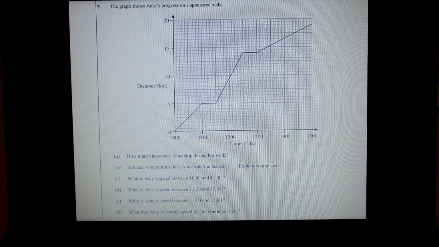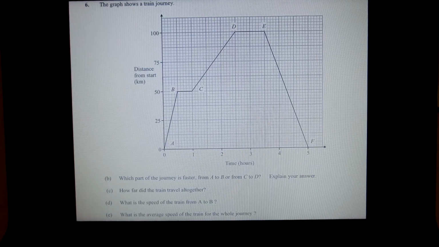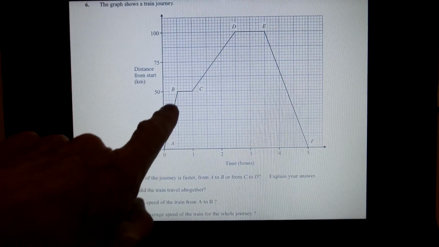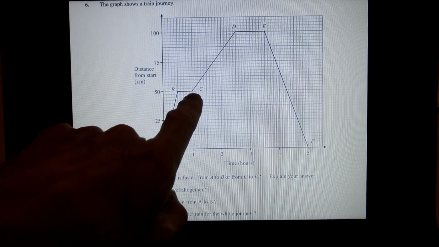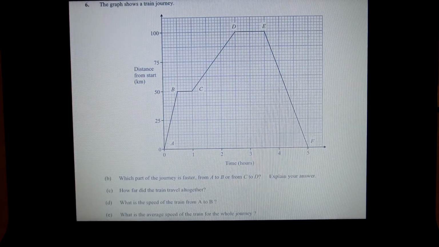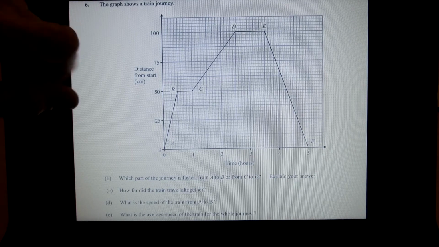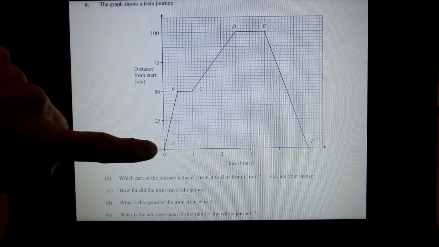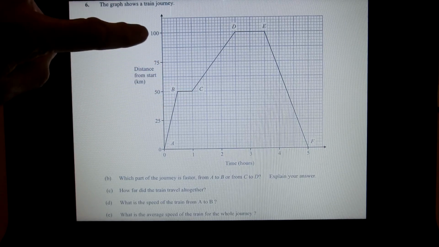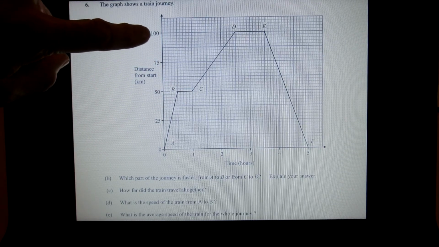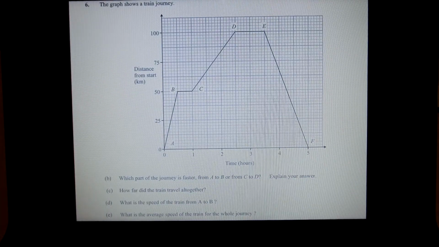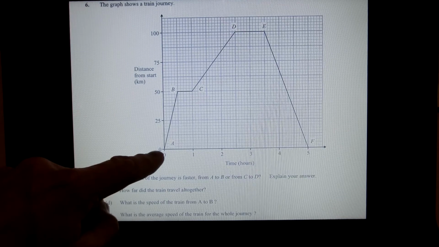Maybe, I don't know. Train journey. This one here, the line returns back. We have the initial journey, then the train is stopped, then the journey continues, and then it stops, and then the line comes back. So what must be happening here is the train is travelling 100 kilometres from its starting point. It will travel 50 kilometres, stop, continue until it's 100 kilometres from its start, but then this line here is showing that the train is returning to where it started from.